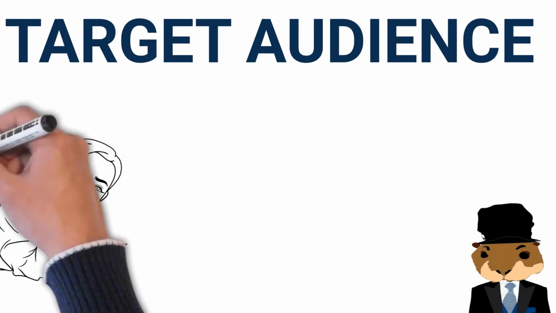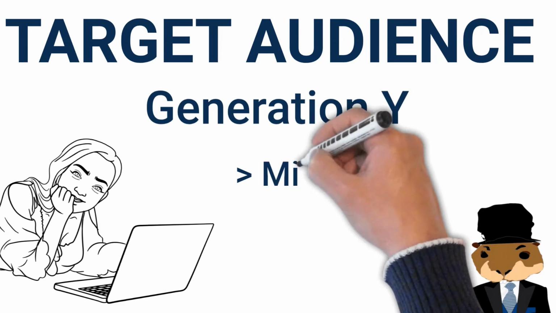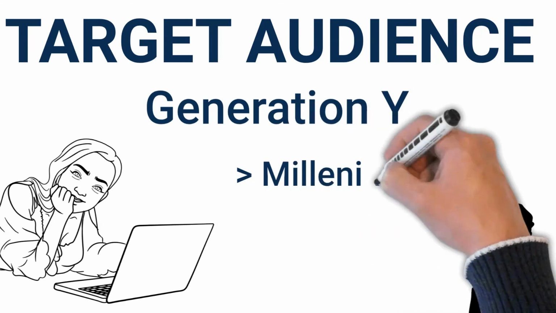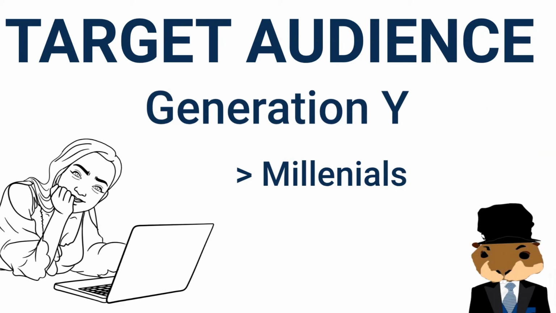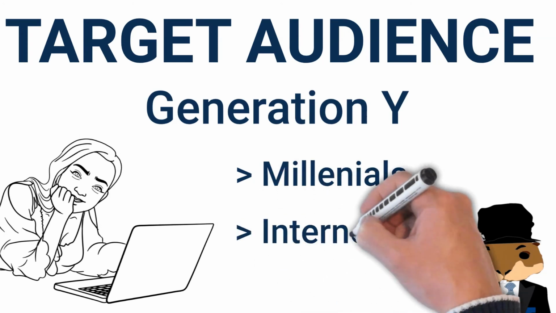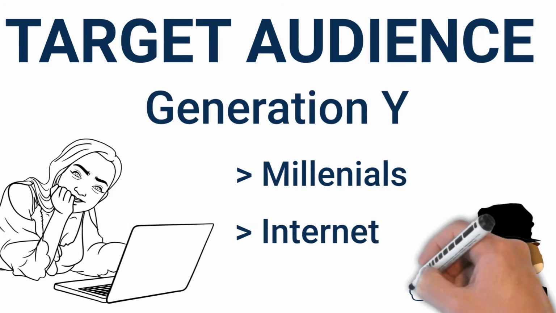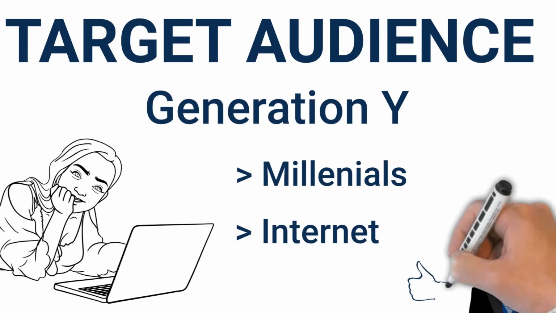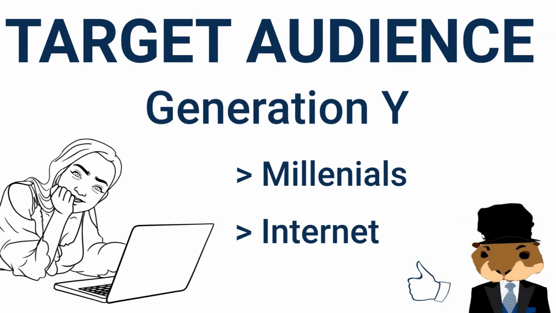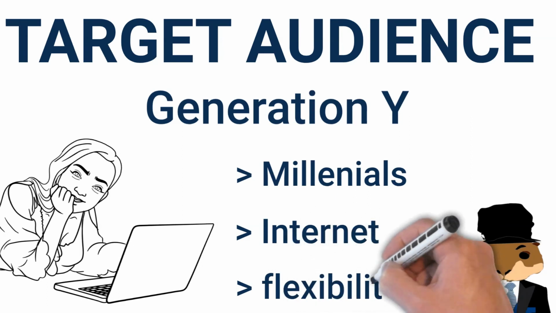Now let's turn to Generation Y. Generation Y is also called Millennials because they grew up around the year 2000. They are between Generation X and Generation Z. They are the first generation that grew up with the Internet. Therefore, they are the first age group that is called digital natives. In general, they tend to be flexible and focus on the work-life balance.